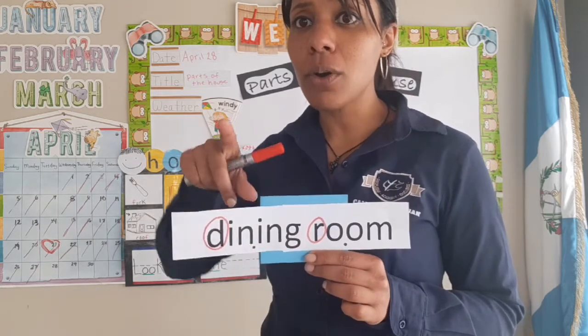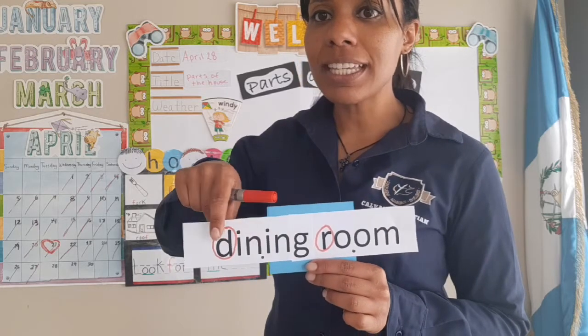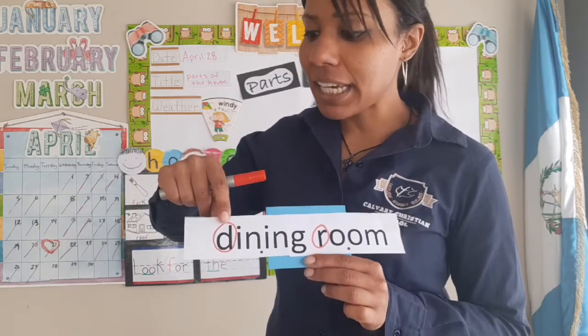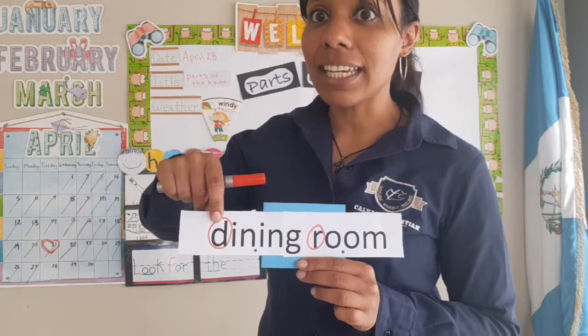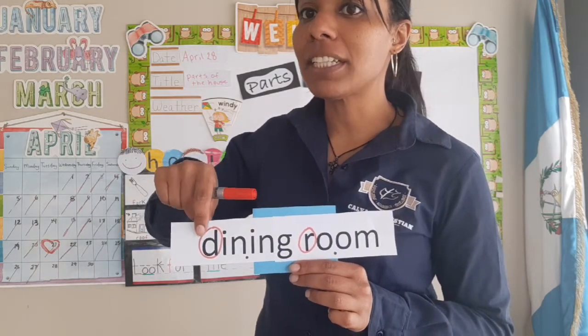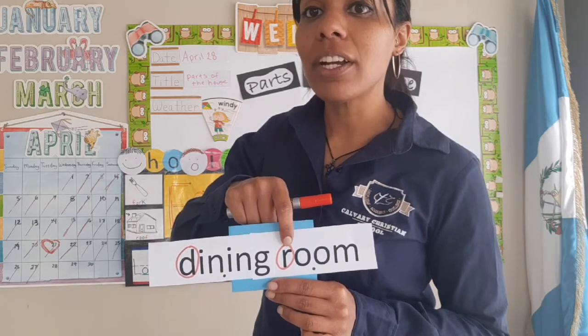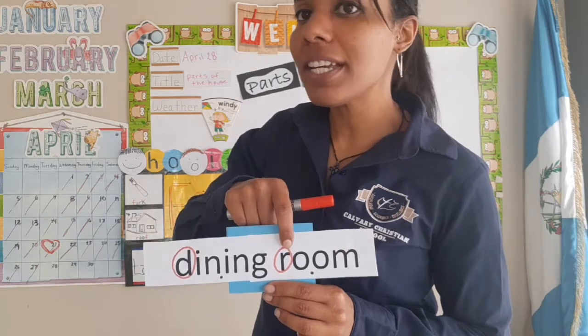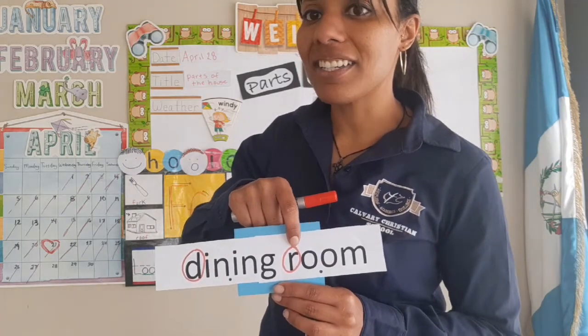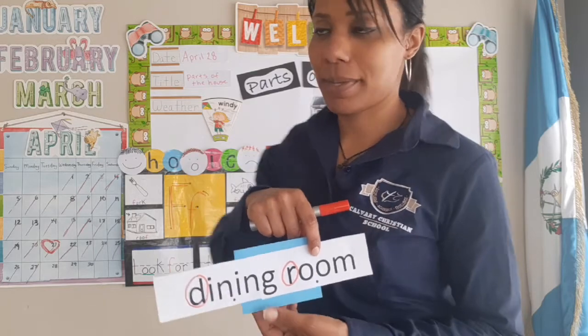Now this is also 1 word and 2 words. Now word 1 is dining. And the beginning letter is the letter D. So say with me, D. D for dining. And we see that for room, we have the letter R. What letter is it? R. Good job. And together we call it dining room.